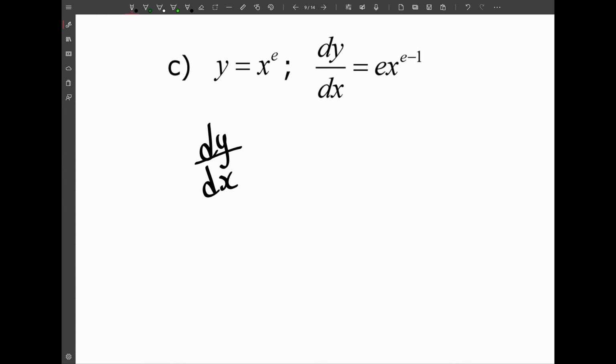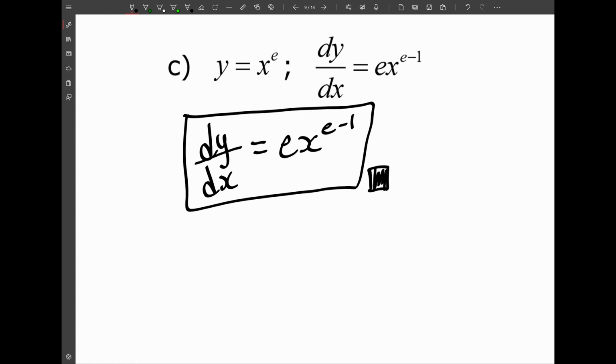Google it. dy/dx is equal to, okay, so this is just x to the power of e. That's just power rule. So I'm going to pull down the e to the front, x to the e minus 1. That's it. I did it. I'm done. I was actually technically done before we started. But just to clarify, it's just power rule.